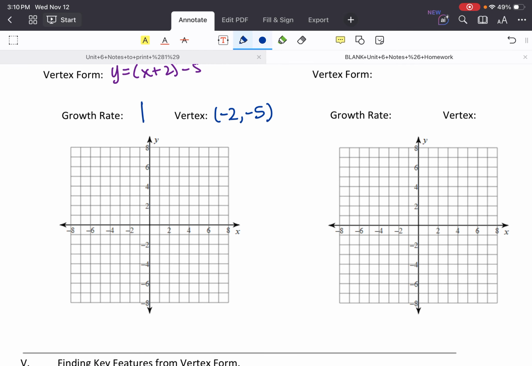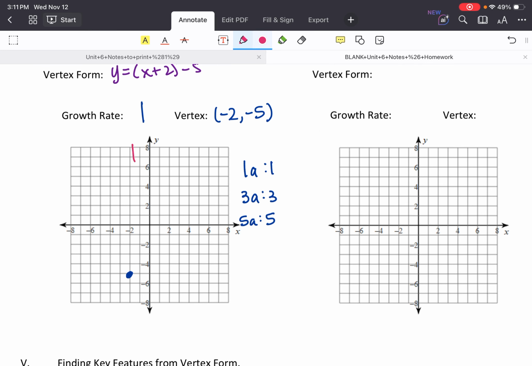So -2, -5 is right here. I have 1a, 3a, 5a. Well, that's really easy when a is 1. That's 1, 3, 5. My axis of symmetry will be right here. My vertex will be, there's my vertex, at -2, -5.